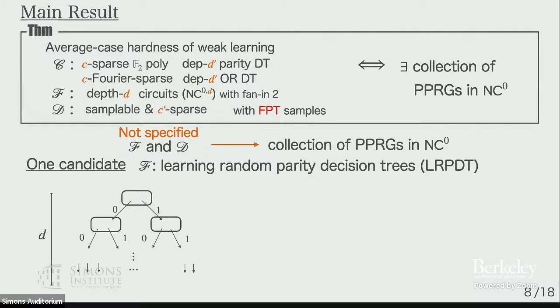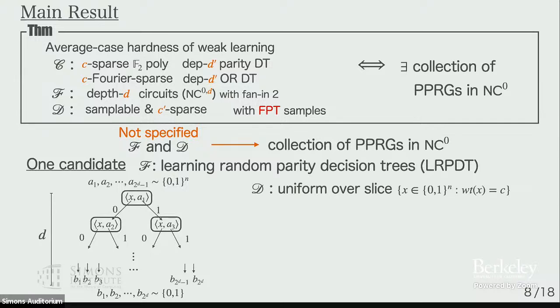It looks like this. For each internal node, we ask a parity on a random subset, and each leaf is labeled by some random value. The hardness of this concept, this random function, seems consistent with our current knowledge. And if this problem is hard on the uniform example distribution over the hypercube, then it yields a secure collection of PRGs in NC0.